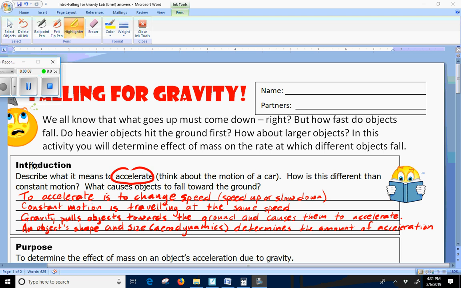This video is going to be looking at the Falling for Gravity lab you just completed. So what I'd like you to do is to ensure that you have your own Falling for Gravity lab that you completed in front of you. And as I'm going through this video, think of how your lab compares and please make any necessary changes. I want to make sure you have a really good lab you're handing in and give you some good feedback as a result. So what we're going to start off with is the introduction.